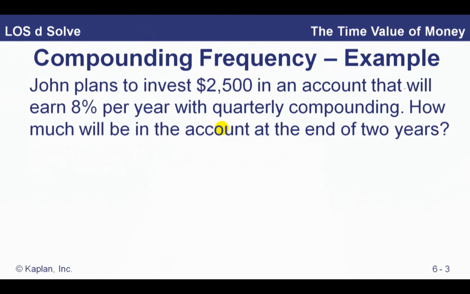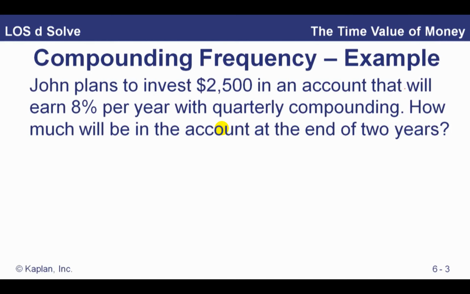Now let's look at compounding frequency. John plans to invest $2,500 in an account that will earn 8% a year with quarterly compounding. Hopefully by now you're thinking, oh, that's a 2% effective quarterly rate. How much will be in the account at the end of 2 years?